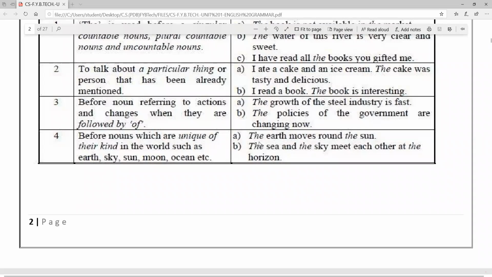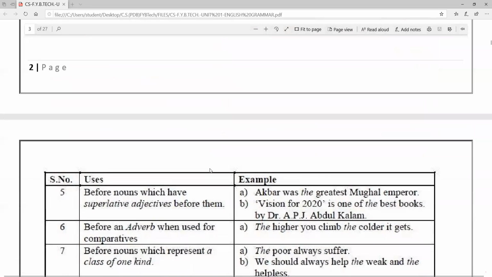So, the earth moves around the sun. Here earth and sun are both unique nouns. That's why we use the as an article before them. The sea and the sky meet each other at the horizon. Here also sea is a unique thing, and sky is also a unique thing. That's why we are using the article here. So this one is the fourth use.